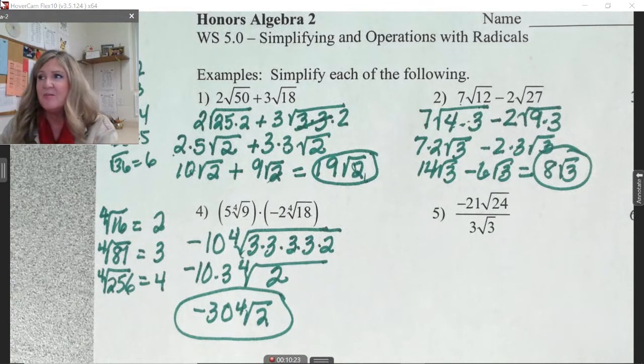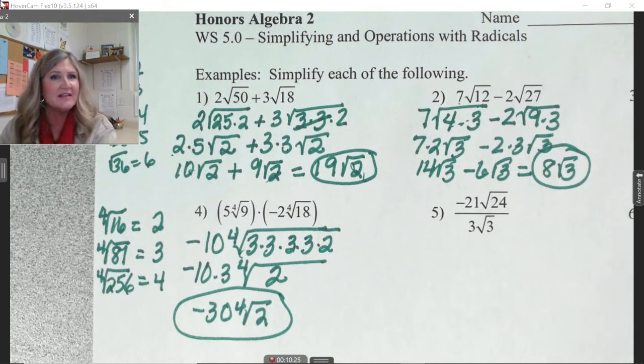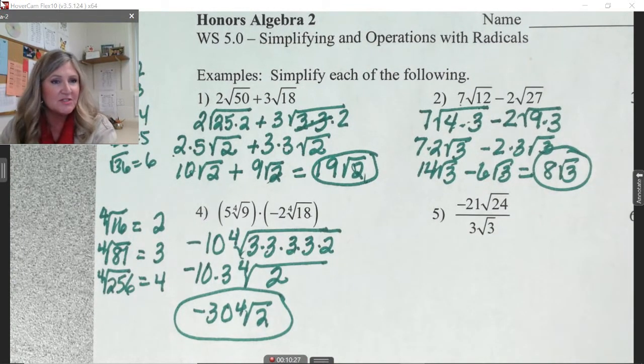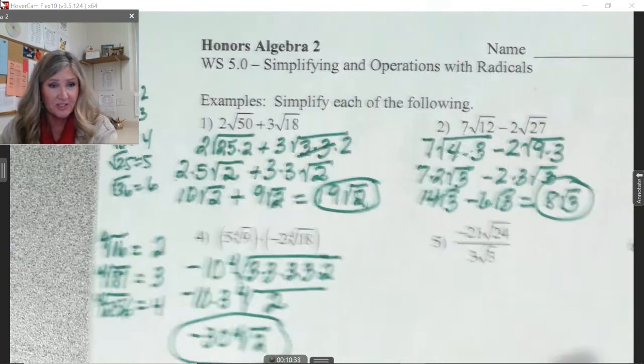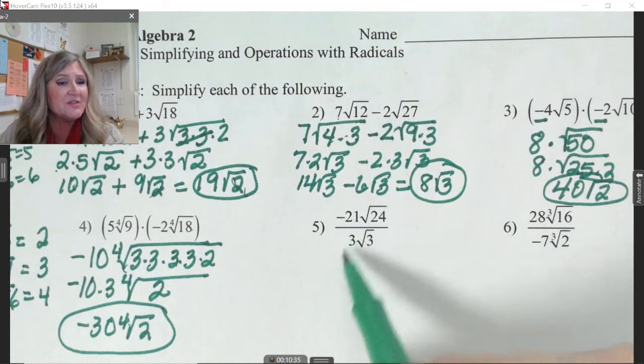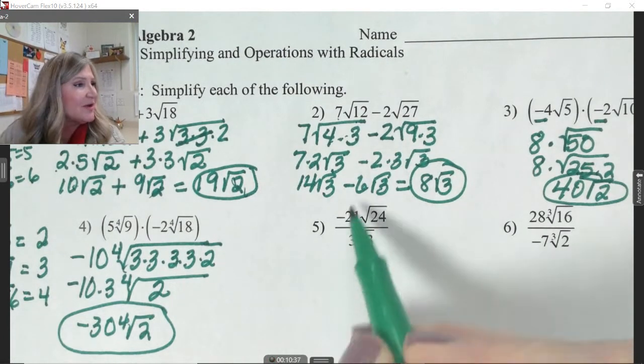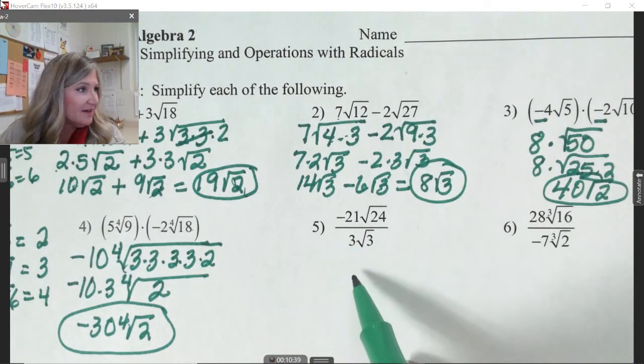So here's the thing with math, guys. The more tools you have, the easier it's going to be. Sometimes use the prime factorization. Sometimes just go ahead and use the roots. All right, what about this one? What do you think we would do on a problem where we're dividing?